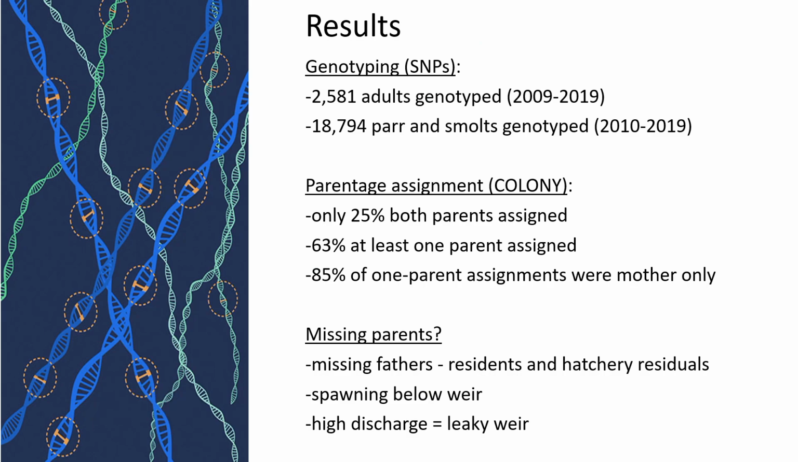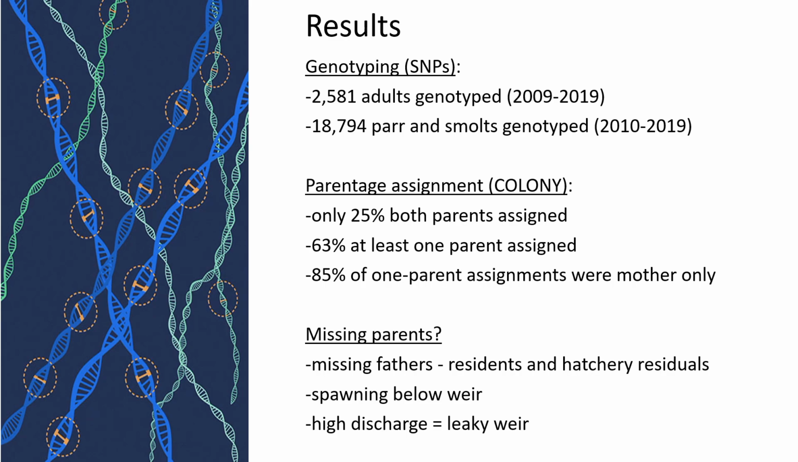So these are our genotyping and parentage assignment results, and you can see that we've been keeping the genetics lab pretty busy. The main thing I wanted to point out here is that we're missing a lot of parents. Only 25% of the potential offspring we get have both parents assigned. 63% have at least one parent assigned, and most of these were mother only. So we're missing a lot more fathers than mothers.